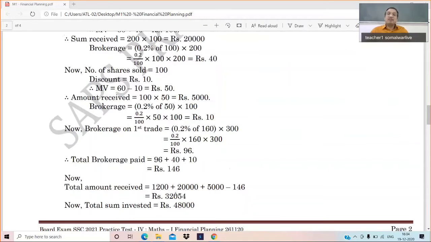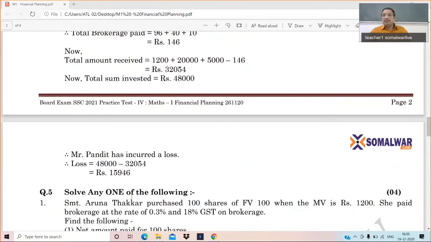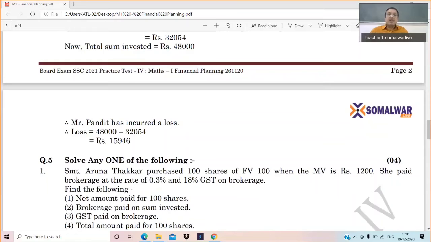But how much amount did he receive? He received rupees 32,054. So what is profit or loss? So naturally, he invested 48,000, more amount. He received 32,054 rupees, less. So he incurred a loss. How much? So Mr. Pandit has incurred a loss. And how much? Amount invested minus amount received, and that is rupees 15,946. This much loss he incurred. Okay. Now, let us come to the next.